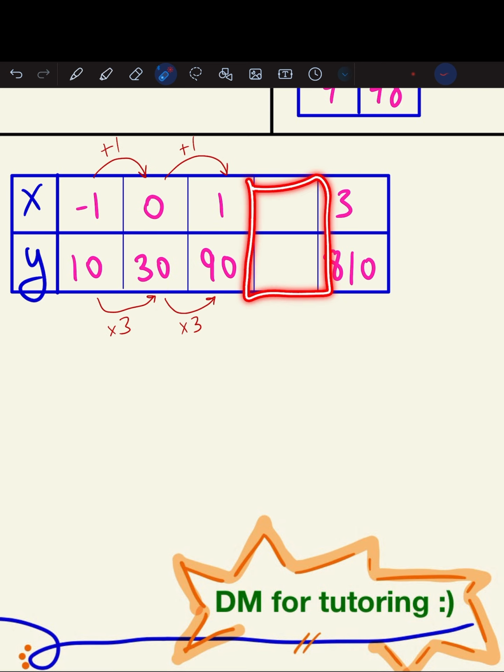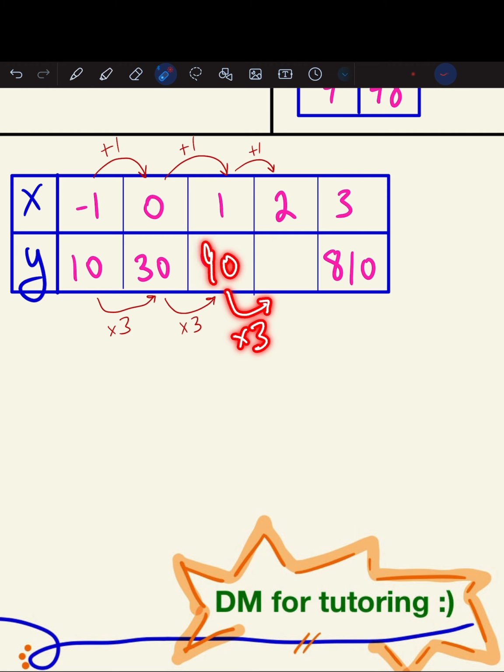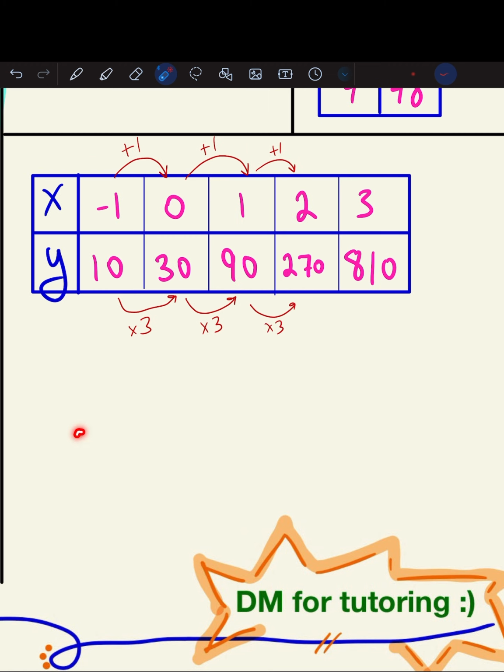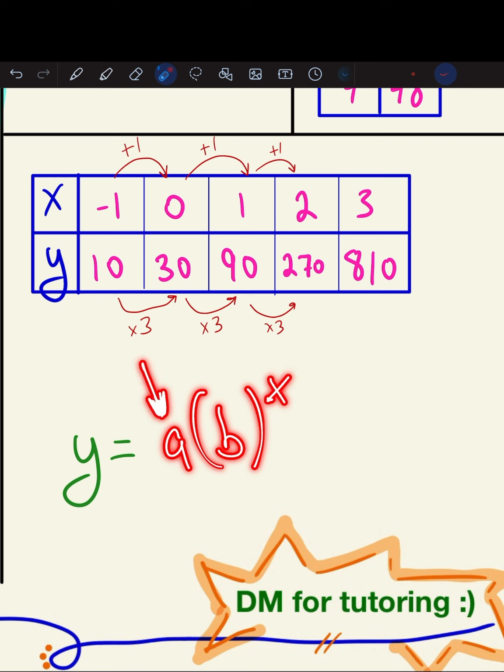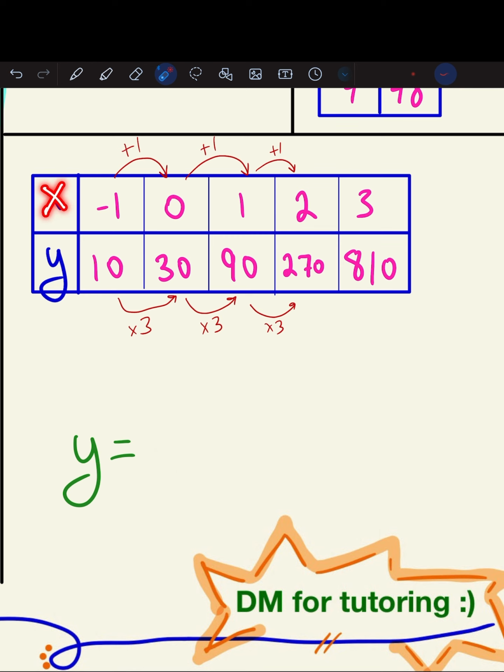So in order to fill in our missing piece, we're just going to continue the train. Here we were adding by 1, so if we continue to add by 1, our x will come to 2. And for our y's, we were multiplying by 3, so if we multiply 90 by 3, we get 270. So now how do we make this into an equation? Remember, your formula is a times b to the x, where the number on the outside is your y-intercept. And your y-intercept will always be the value wherever your x is 0.